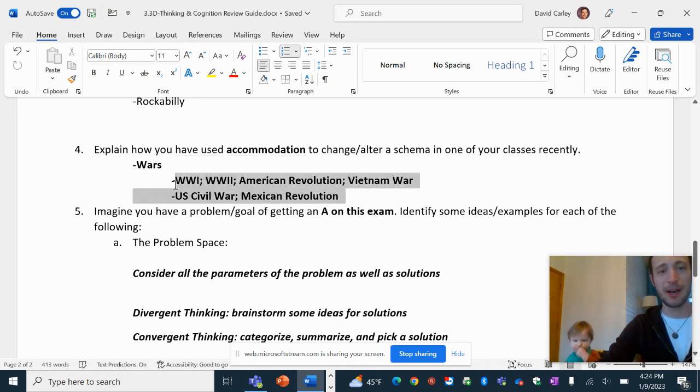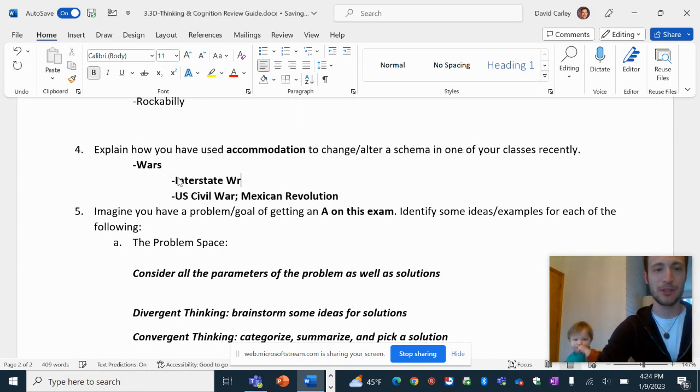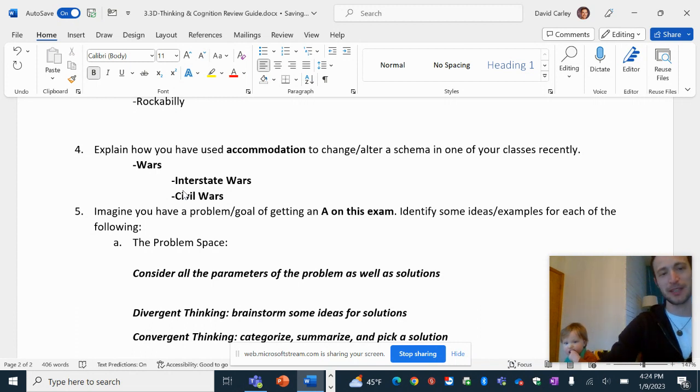So maybe now I'm going to accommodate my schema of wars. I'm not adding anything new to it, but maybe I'm changing it and I'm starting to understand interstate wars, like wars between nations. And then I've got civil wars, and then I can have different prototypes under that. So that would be an example of accommodation. I'm not really adding anything, I'm not necessarily taking anything out, I'm just narrowing it so I understand it better.